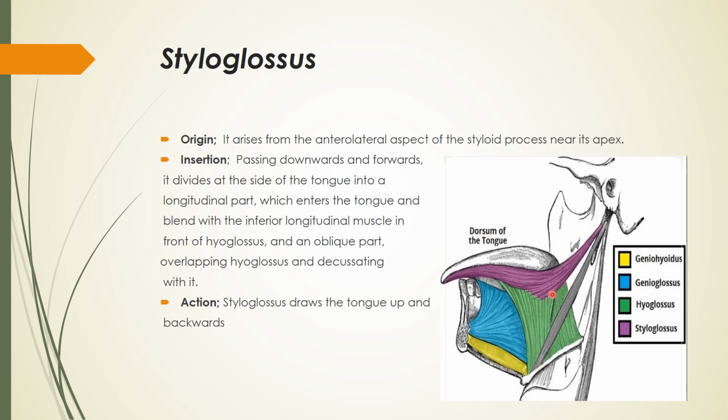Due to its attachment, styloglossus draws the tongue up and back, as the styloid process is present superiorly and posteriorly to the attachment of this muscle. When this contracts, it will pull the tongue up and back.